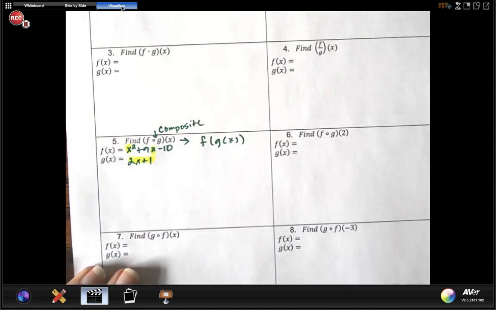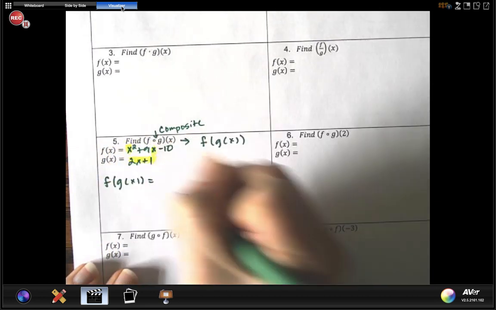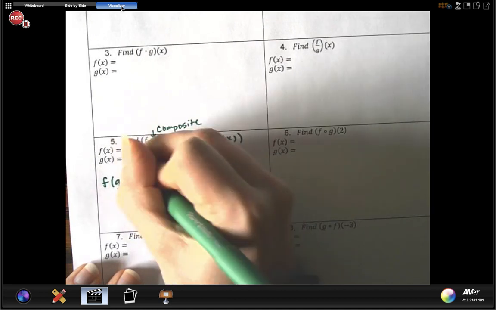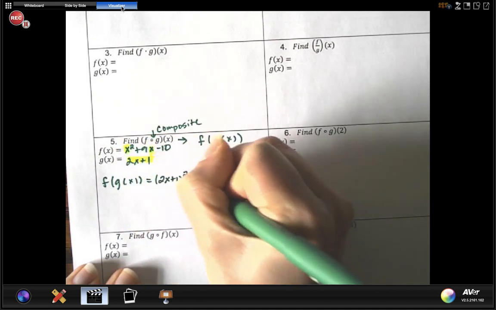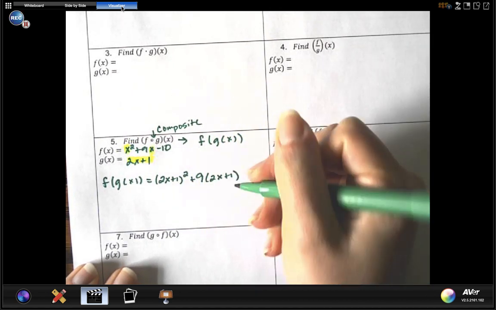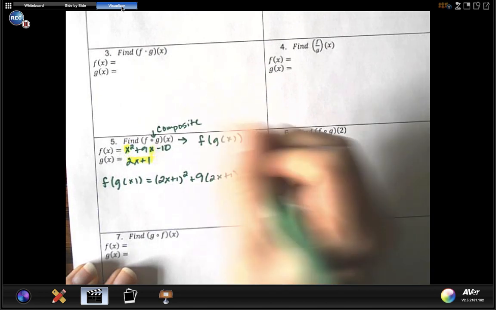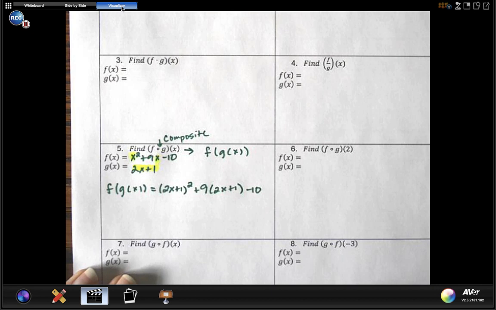So what that would look like is, if I have f of g of x, wherever I see an x here, I'm going to have this quantity 2x plus 1. And then I'm going to write it again because there's another x inside of the equation. And then there's still a minus 10 that's a part of the original function. So this is what my first statement would look like.